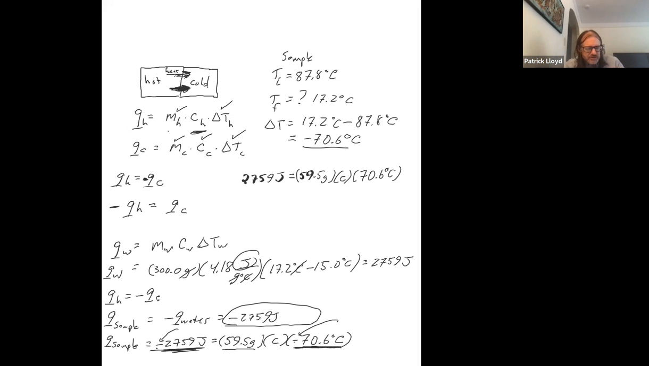So now I'm just going to rearrange this by saying, look, we want to divide both sides by mass and divide both sides by delta T to give us C. So 2759 joules over 59.5 grams over 70.6 degrees C. That's going to be C, right? This is C of the sample, of course.